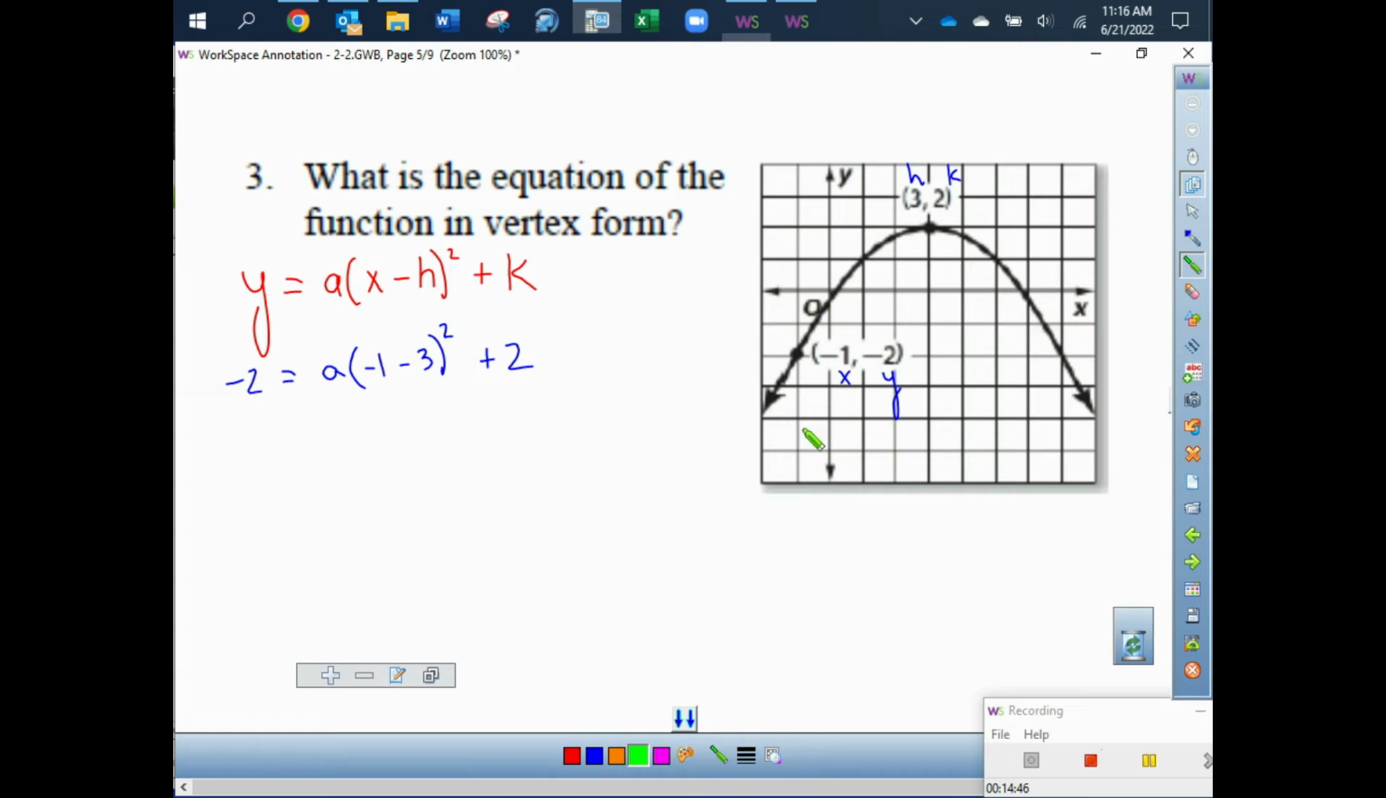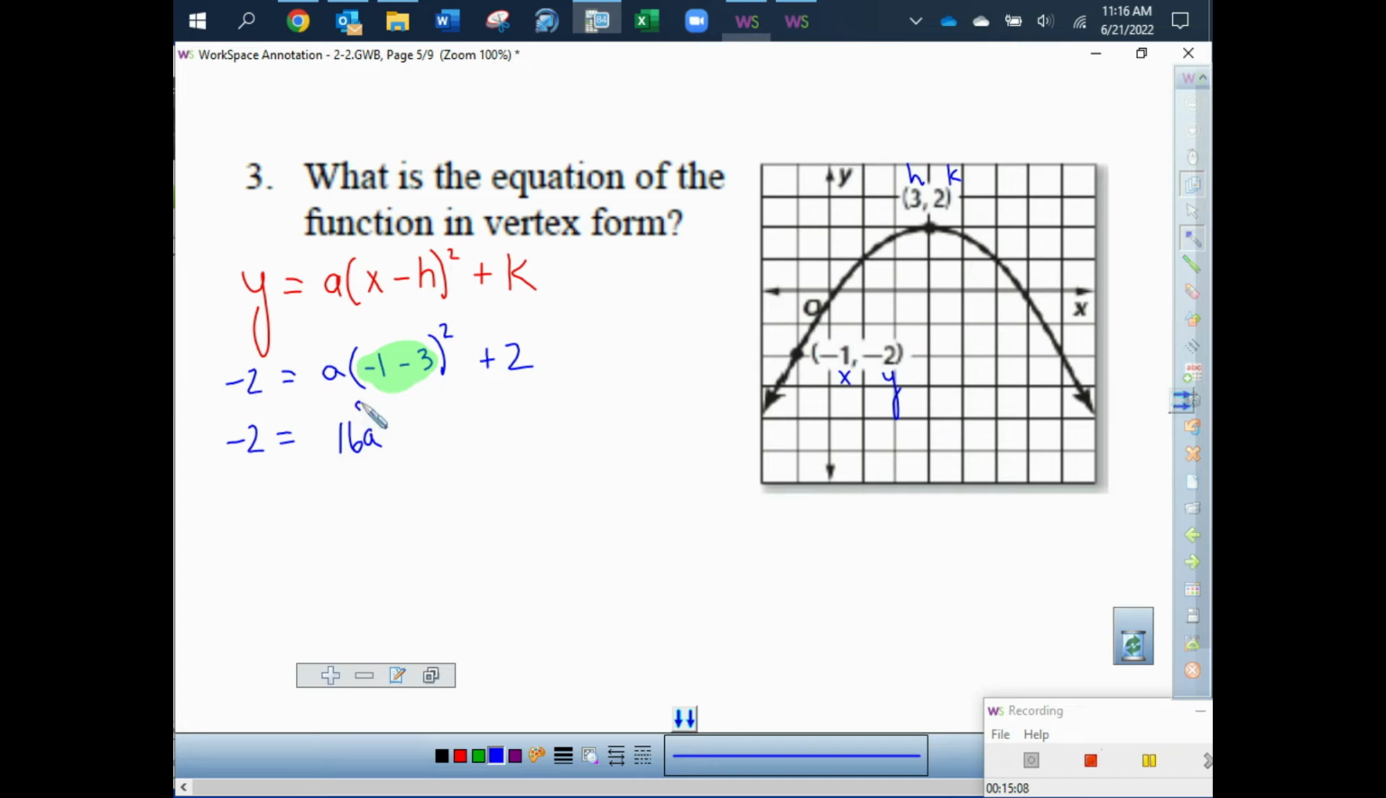Now it's cleanup time. Following the order of operations, I have to do what's in parentheses first. So that is a negative 4. Negative 1 take away 3 is a negative 4. It is getting squared though, right? So I'm going to just write everybody down so far. I got negative 4 squared, which is a positive 16. And you know what? It has to be times a.